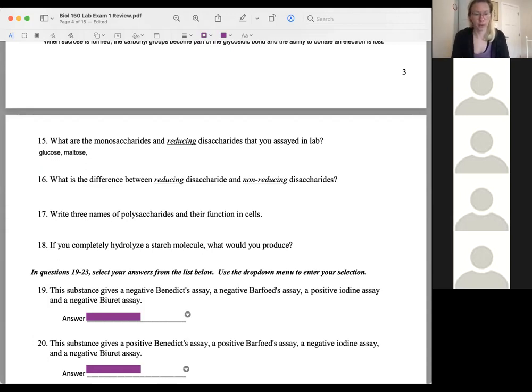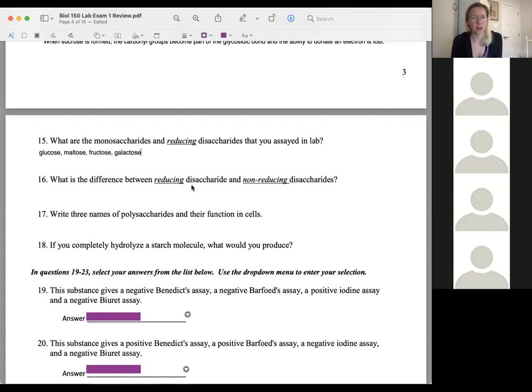What else are there? One of them starts with an F. Fructose. And galactose. Yes, galactose. How about lactose? Was lactose on there? I thought it was just galactose. So these are just referring to the ones that you had in lab, not just in general. I don't think lactose was one of them. Okay.